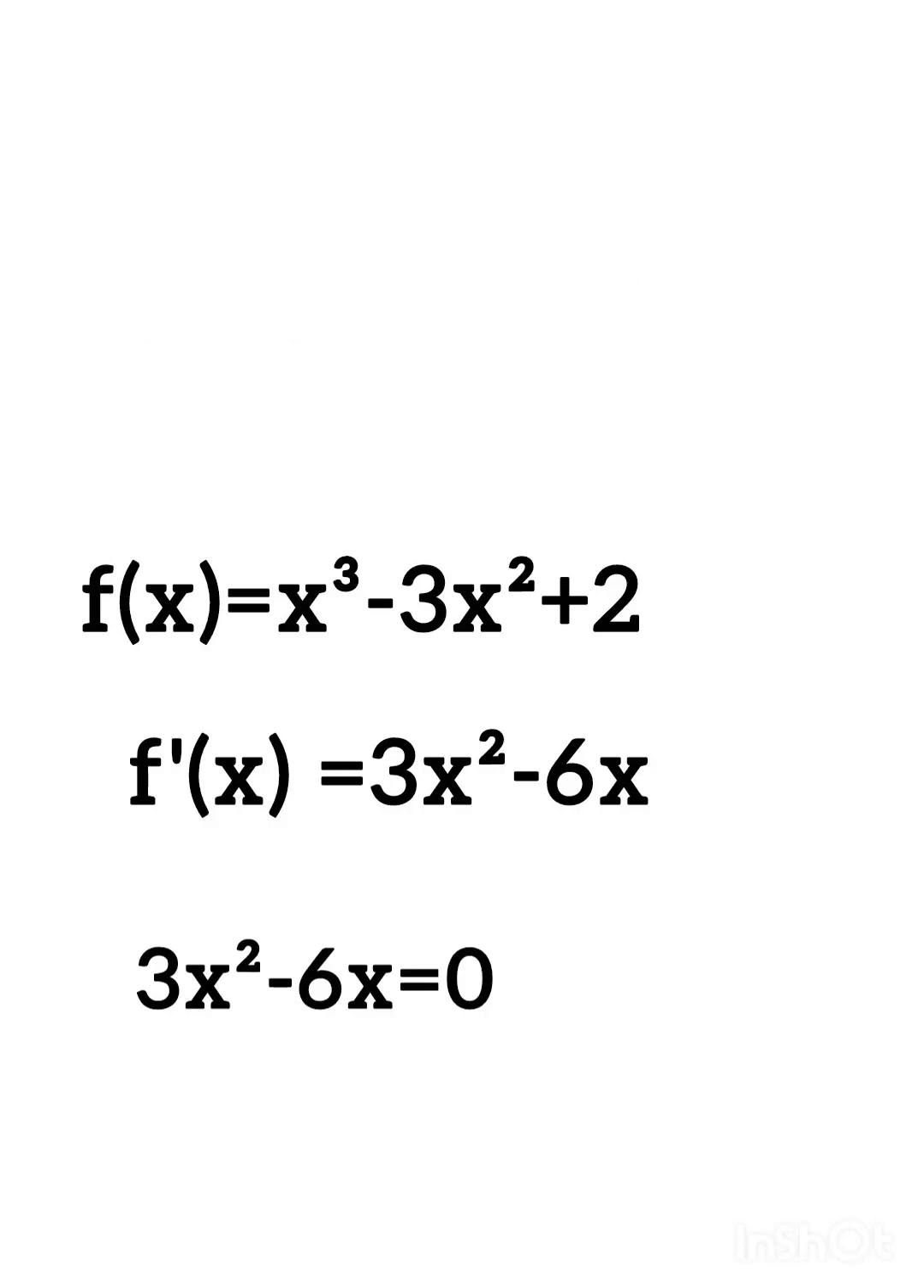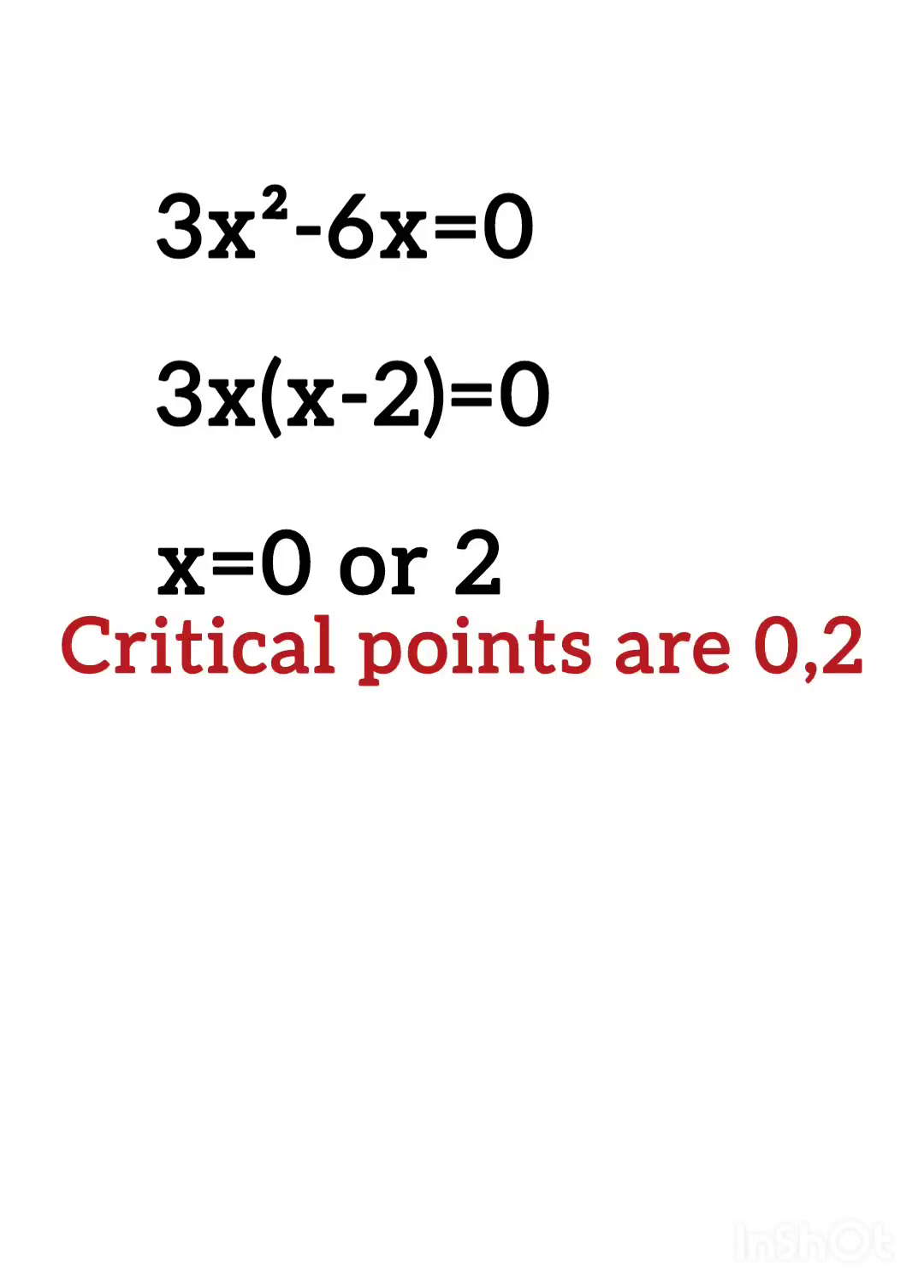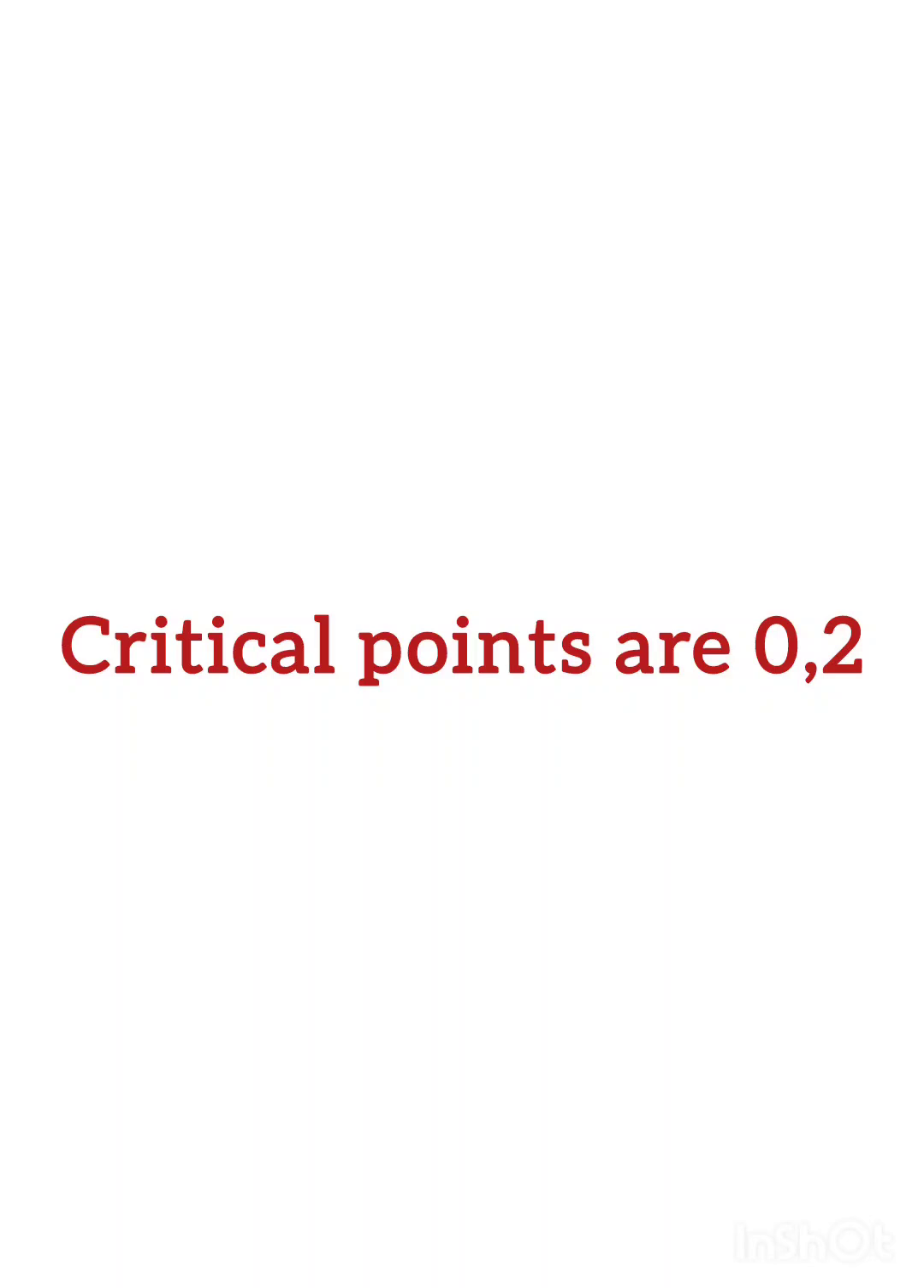To find critical points, equate the first derivative with 0. 3x square minus 6x equal to 0. 3x into x minus 2 equal to 0. Hence, we get x equal to 0 or 2. So, critical points are 0 and 2.